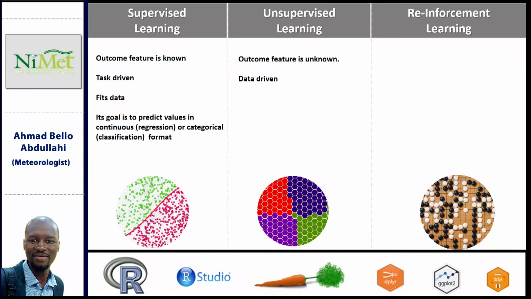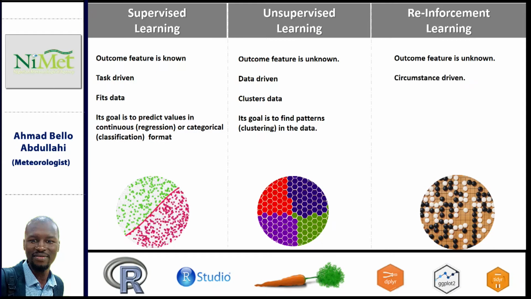And this, in reinforcement learning, the outcome of the future is unknown. Therefore, the learning is completely circumstance-driven, and decisions are made on the data. And its goal is to learn how to make certain decisions based on given circumstances.